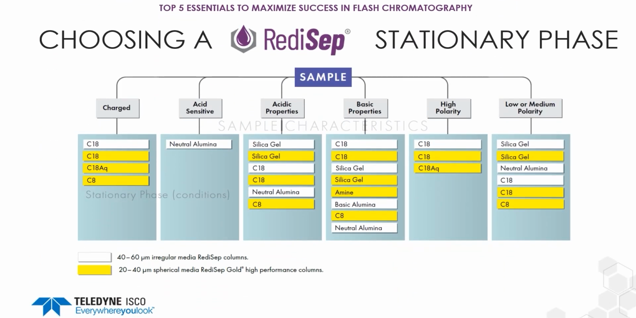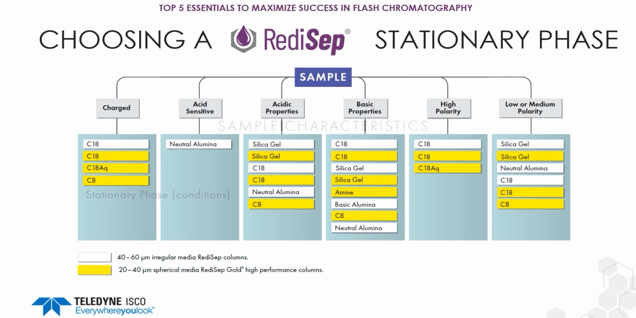So you might be wondering which stationary phase you should choose. And a lot of that comes down to your compound of interest and what properties it holds. Is it charged? Is it polar? Is it nonpolar? Does it have acidic or basic properties? Well, this flowchart is really helpful when deciding which stationary phase to use. So let's say you have a low polarity compound. Well, you might be looking at normal phase in that area. You might want to use silica gel.